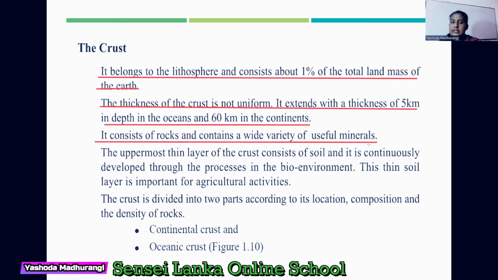The uppermost thin layer of the crust consists of soil, and it is continuously developed through processes in the bioenvironment. This thin soil layer is important for agricultural activities, to cultivate crops, to do fisheries, and for the rearing of animals. For these agricultural activities, this thin layer is very important, especially the soil layer.